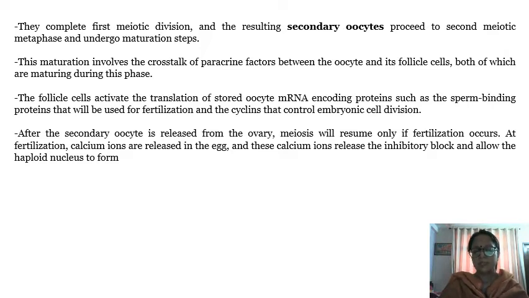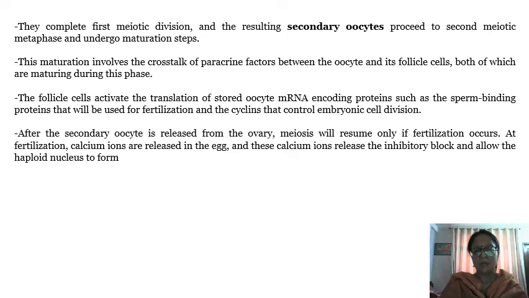The follicle cells activate the translation of stored oocyte mRNA encoding proteins such as sperm binding proteins that will be used for fertilization, and cyclins that control embryonic cell division. So in this stage, basically the secondary oocyte is being prepared for fertilization, because for fertilization the egg requires a large number of proteins which will be helpful in binding with the sperm.